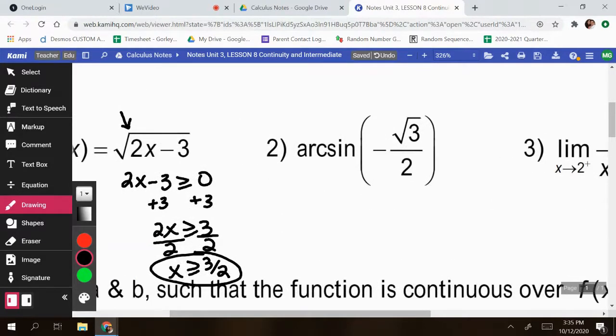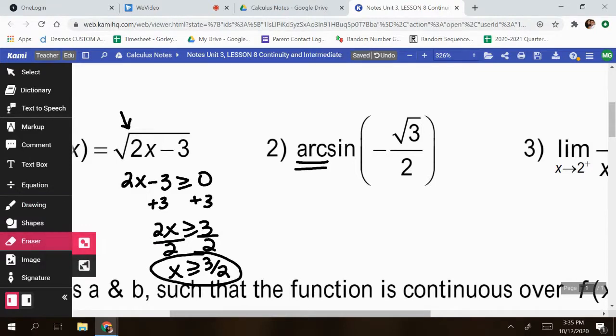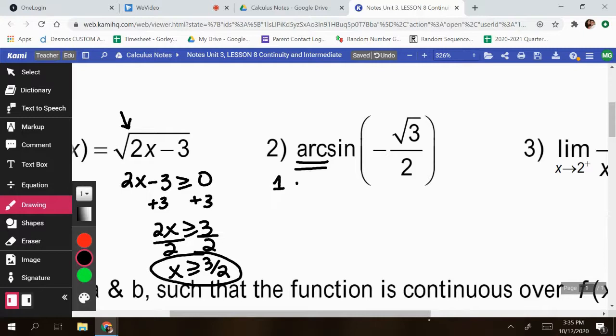Here, arcsine. As soon as I see the word arc, I'm thinking to myself that I'm going to have one answer, and I'm going to need to pay close attention to the restrictions. Arcsine goes from negative pi over 2 to pi over 2. So I have to give my answer within that range. So let's go ahead and do our All Students Take Calculus.